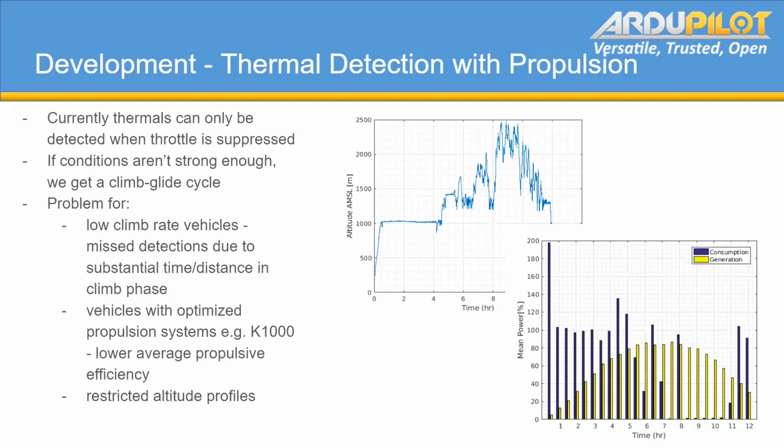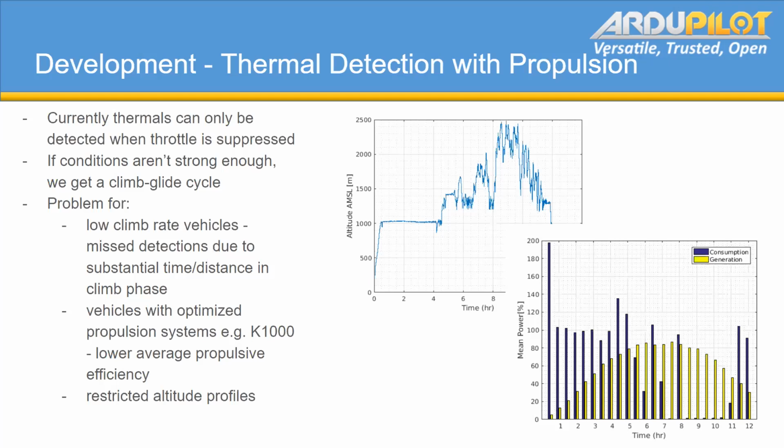So if your vehicle has quite a low climb rate relative to its descent rate, this can mean that you actually spend a substantial proportion of the time climbing back up before you start another glide, and there's a good chance that you'll be climbing straight through the thermal that you'd like to be harnessing, so you miss it.